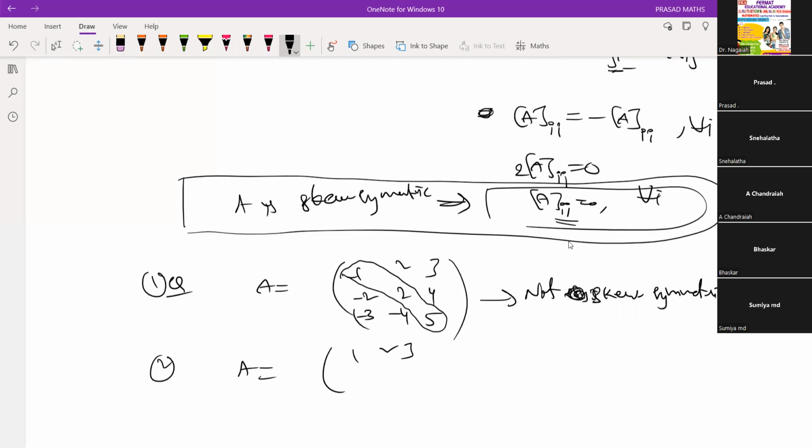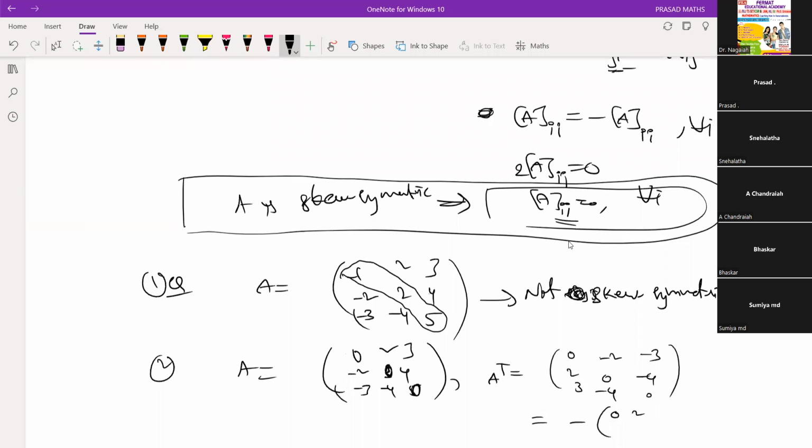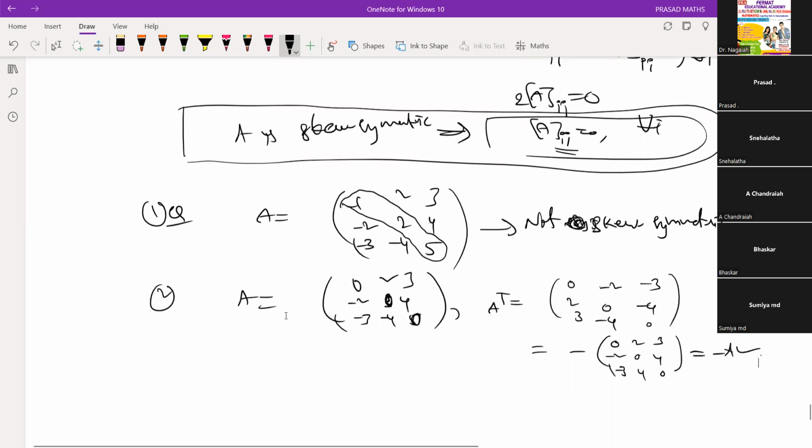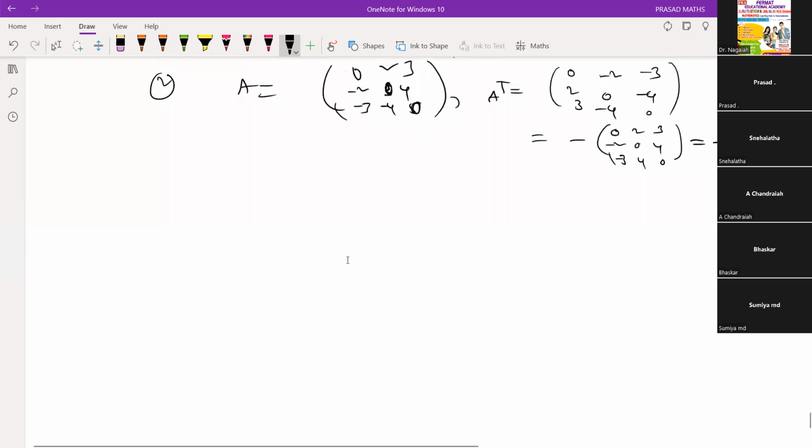Suppose you take 1, 2, 3, minus 2, minus 3, 3, 4, minus 4, 5. Is it skew symmetric? Suppose you fix zeros on the diagonal. Is it skew symmetric? What is A transpose? 0, 2, 3, minus 2, 0, 4, minus 3, minus 4, 0. This is the same as saying 0, 2, 3, minus 2, 0, 4, that is nothing but minus A. Therefore, it is skew symmetric. So what you observe is that the diagonal entries of a skew symmetric matrix are 0. That is important.